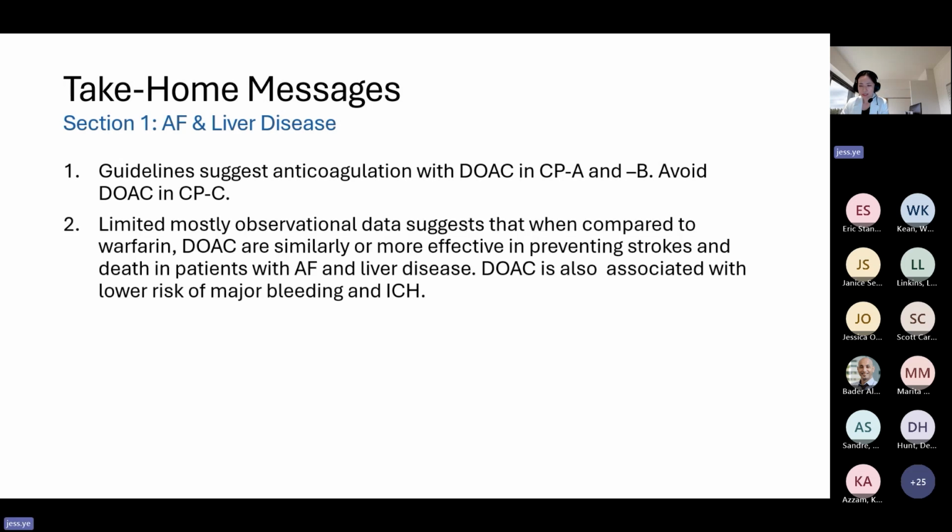The limited data seems to suggest that when compared to warfarin, DOACs are similarly or more effective in preventing stroke and death in patients with AFib and liver disease. It's also associated with a lower risk of major bleeding and intracranial hemorrhage. Apixaban appears to be safer than rivaroxaban.